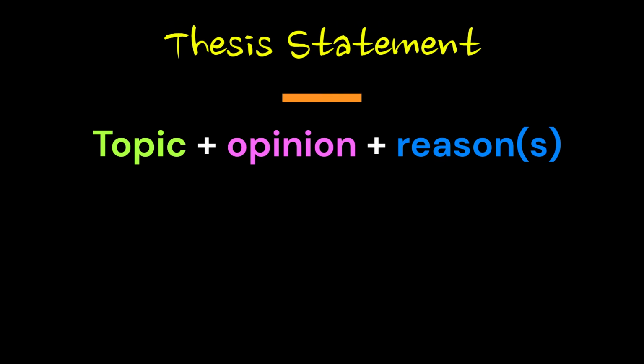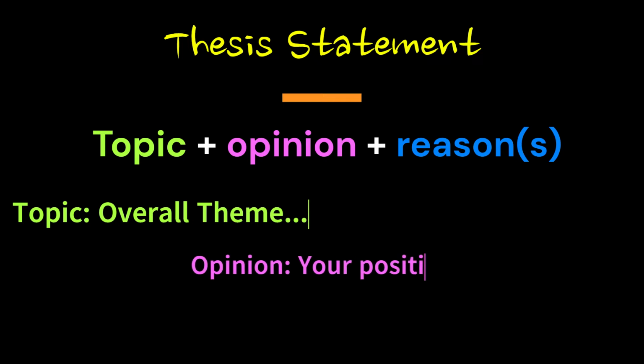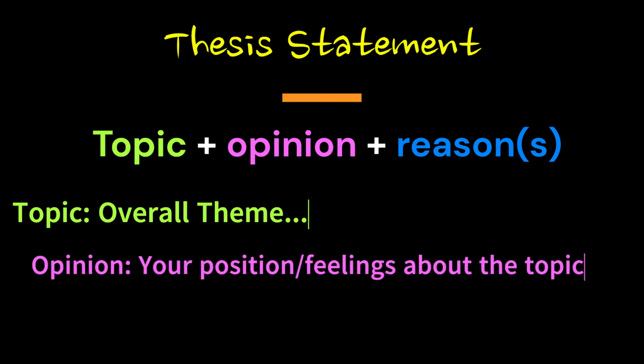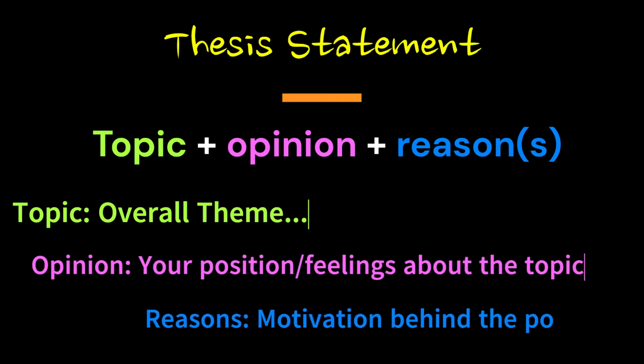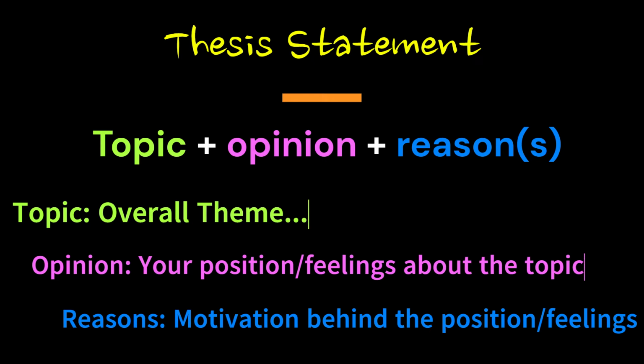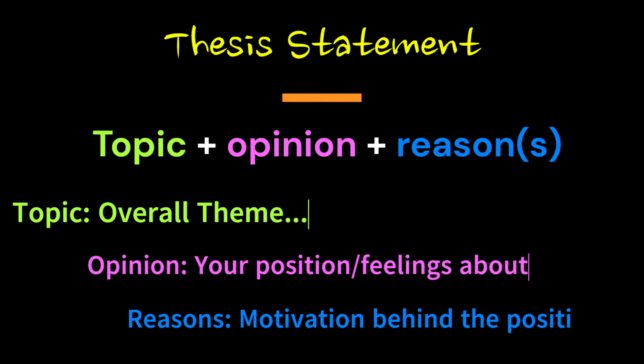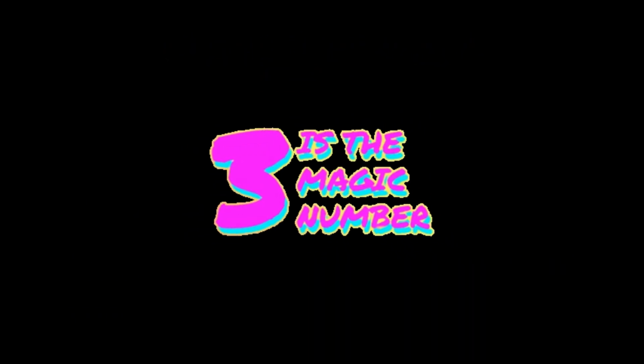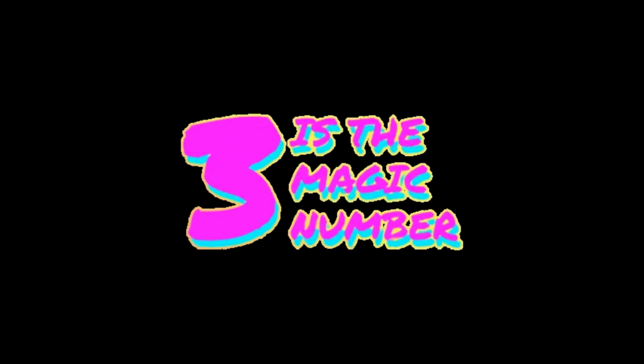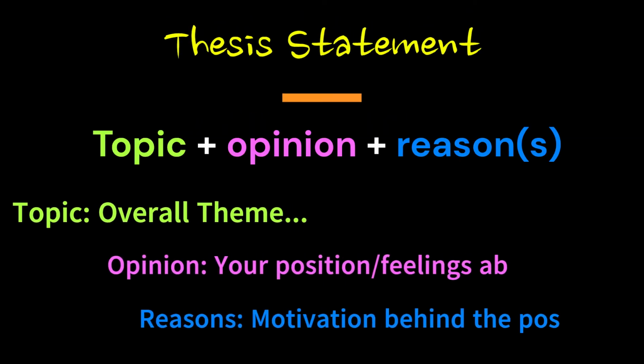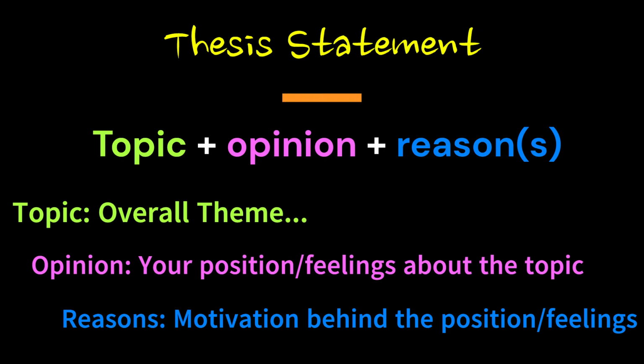In an argumentative essay, the thesis should be formulated as topic plus opinion plus reason. The topic is, of course, your focal point. The opinion is your position on the topic, and then the reasons are why you hold that position. It goes without saying you have to have at least one reason, but the standard amount of reasons is 3. Having more than one reason can help supplement your argument, therefore making it stronger.